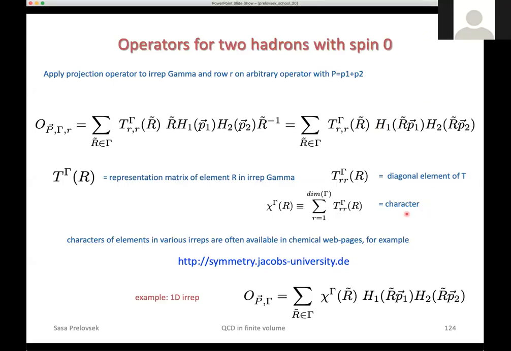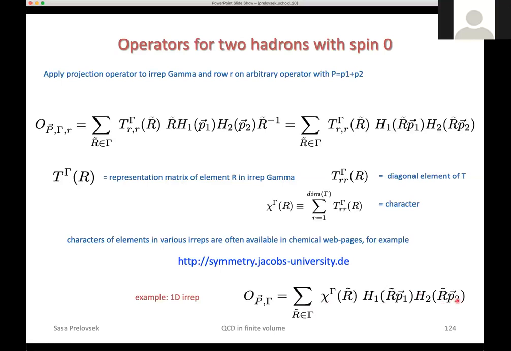So how does it help you? Okay, there are several irreps that only have one dimension. If an irrep has one dimension, then the character is equal to the diagonal element already, because this is a 1x1 matrix. So for one-dimensional irreps, this is already given by the character, so you can get the operator in a given irrep just by summing over all characters, and then you need to do this application.